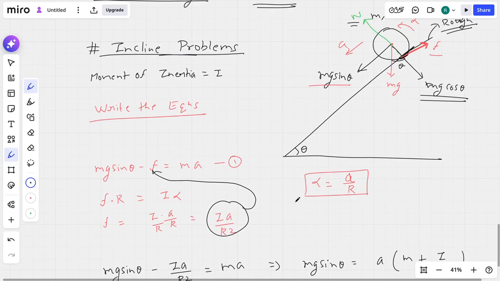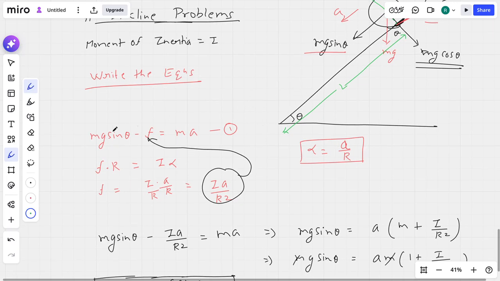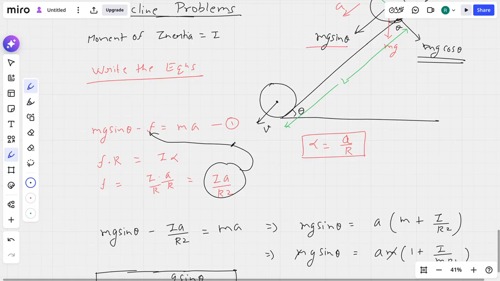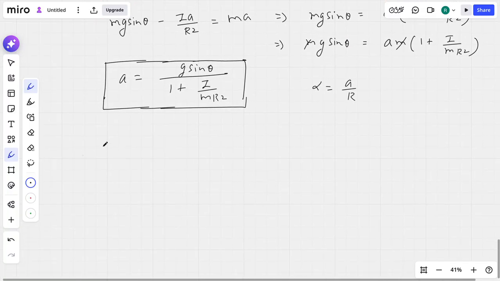Now let's assume that the length of this inclined plane is L. We want to find the velocity of this rolling body when it reaches the bottom point of the incline. We want to find its linear speed v. We know the length of the incline, so we can write the equation of motion v square equals u square plus 2as.